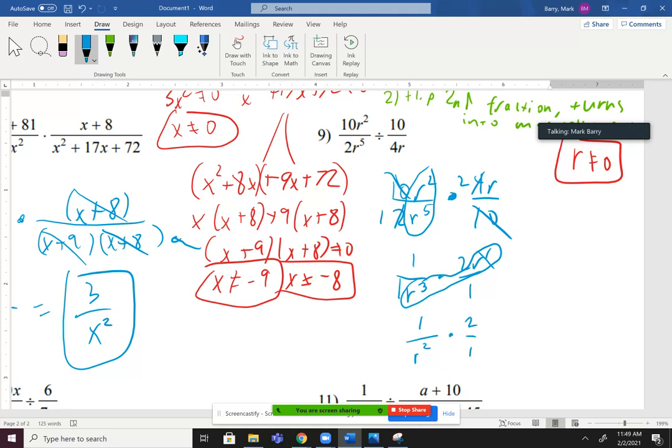So I've always been doing that double check. I don't think we've come across any where we've been able to cancel further, but in this case, you can see we were. And so now I can just do top times top up top and bottom times bottom on bottom. There we go.